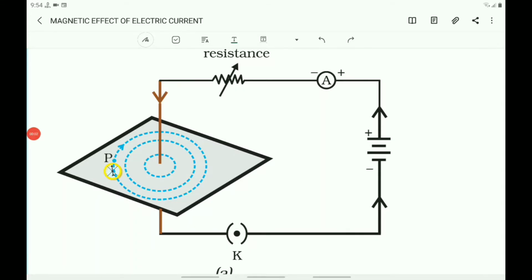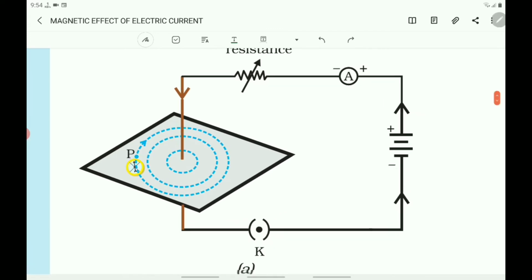Children, now let us determine the pattern of the magnetic field generated by a current through a straight conductor. The pattern depends upon the shape of the conductor, and let us find how it depends upon the shape of the conductor. Now first you take the straight conductor. Here it is a straight conductor.